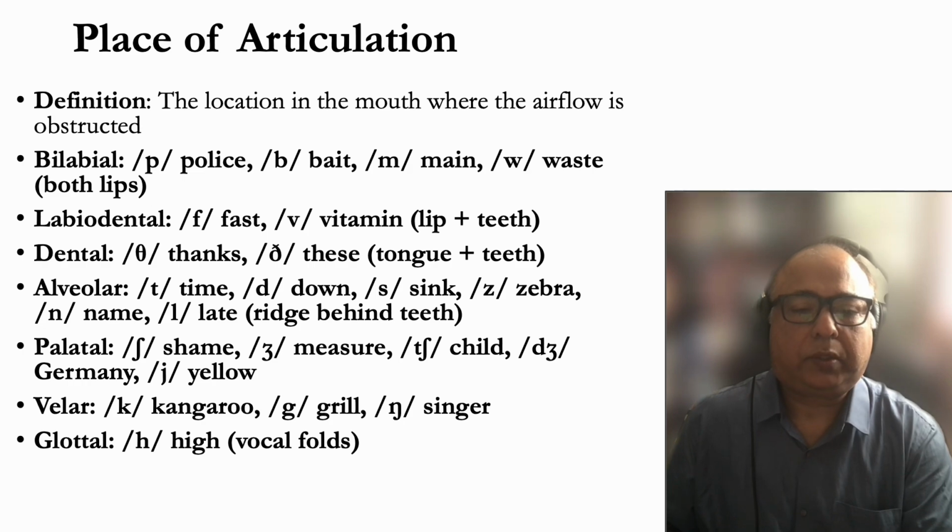Shame, measure, child, Germany, yellow. Velar consonants are k as in kangaroo, g as in grill, ng, singer. Glottal consonants are h as in high, or how.